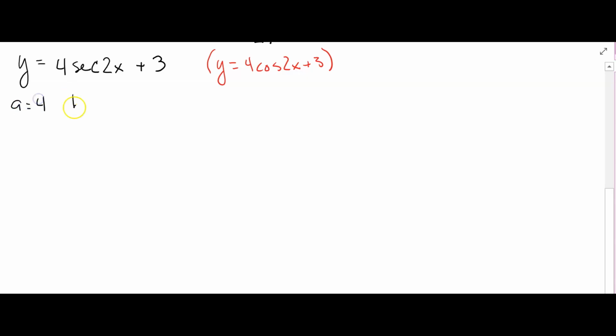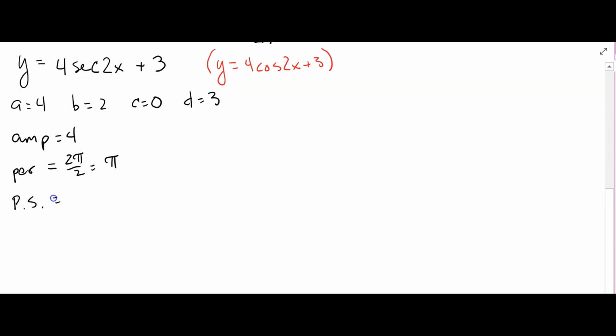A is 4, B is 2, C is 0, so there's no phase shift, and D is 3. So my amplitude is going to be 4. My period is 2 pi over b, so that's 2 pi over 2, which is pi. Phase shift, again, we said was 0 because c is 0. Phase shift is c over b. Vertical shift is based on d, so that's 3, so we're going to go up 3. And then my distance between key points is my period divided by 4, so that's pi over 4.